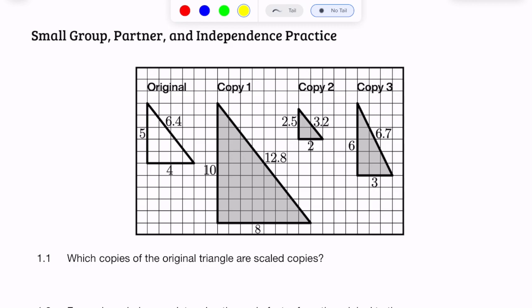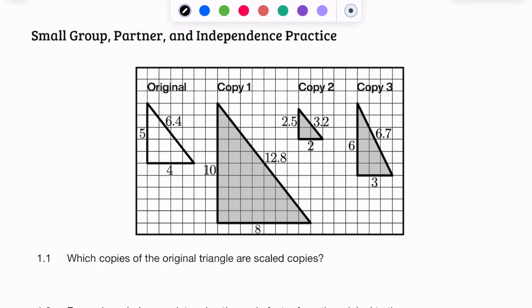So first, we have the original and 3 copies, and we're told to choose which of the copies of the original triangle are scaled copies. So they're not necessarily all scaled copies. Okay, so to figure that out, we're going to try to see, is there a scale factor that we can multiply each of the corresponding side lengths by to get to the copies. Or we could take the ratio of the side lengths. So it kind of depends how well you know your multiplication facts to get the first one.